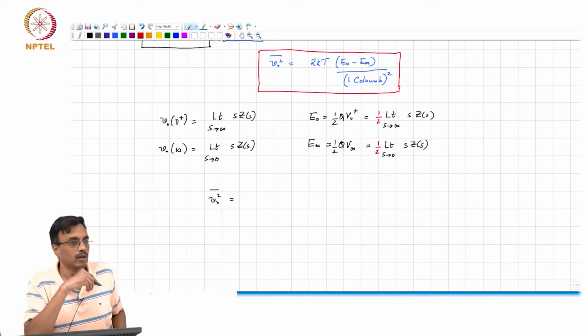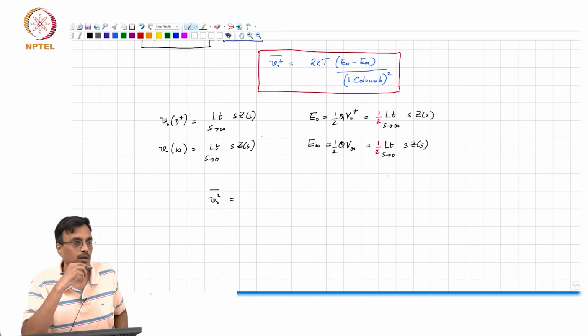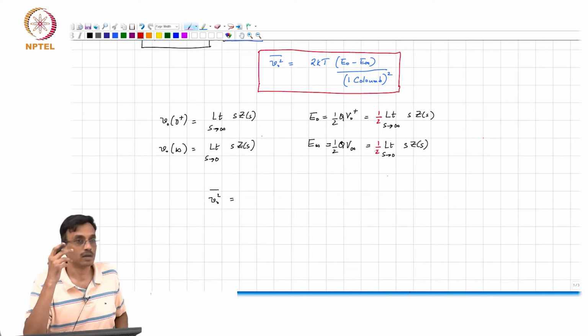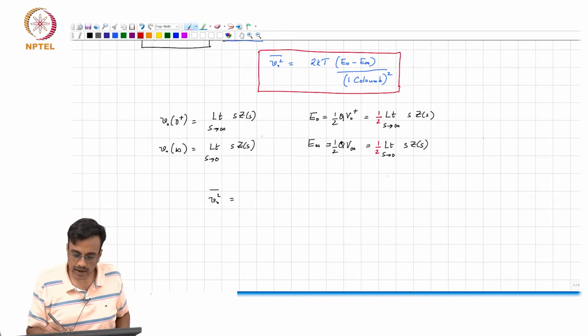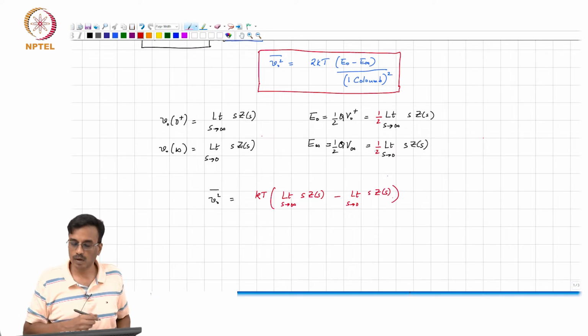Okay. All right. So, the mean square noise is therefore, what is the mean square noise, people? Yes, it is simply kT times the limit s tending to infinity of s times Z of s minus the limit s tending to 0 of s times Z of s. Okay.